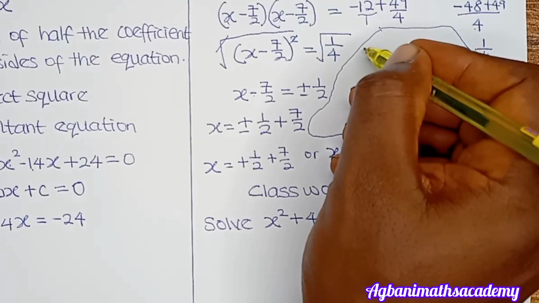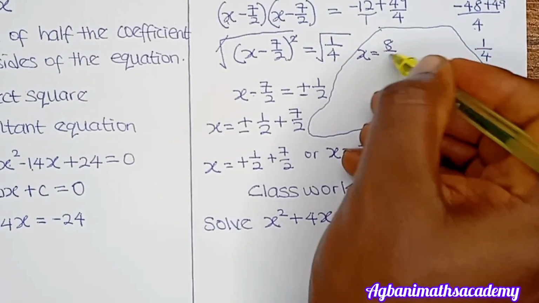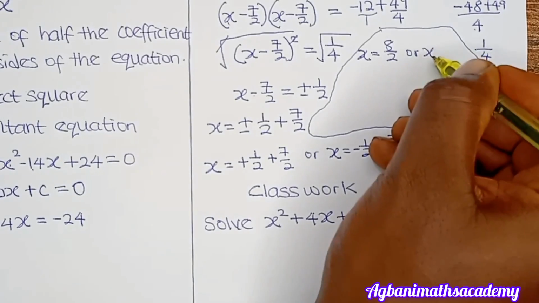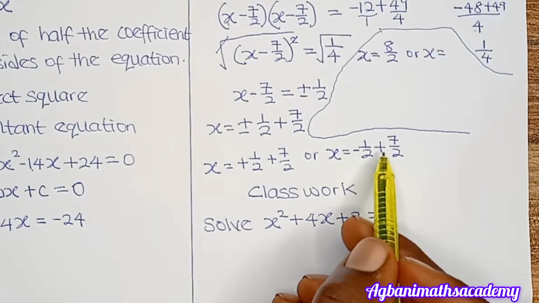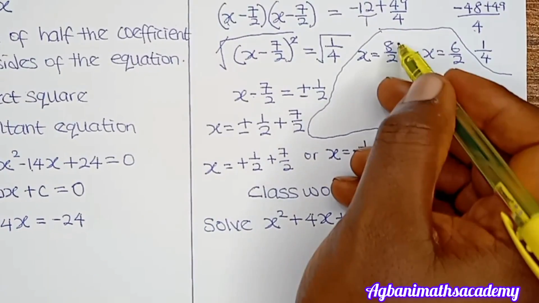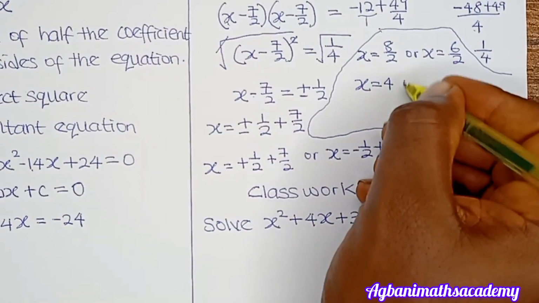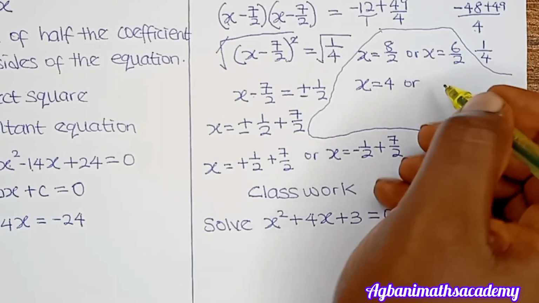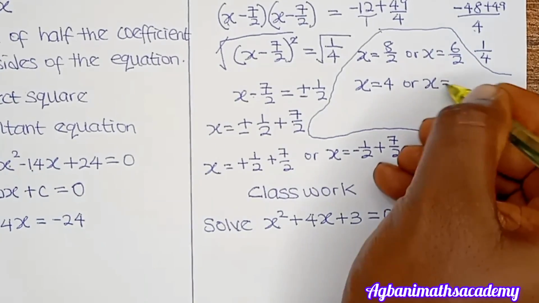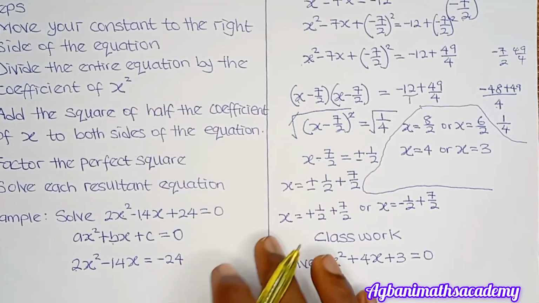So we have x is equal to 8/2, or x is equal to -1 + 7, which will give us 6/2. So 8/2 will give us 4. So x is equal to 4, or 6/2 will give us 3. x is equal to 3. So these are the two possible values of x, or this is the solution to the quadratic equation.